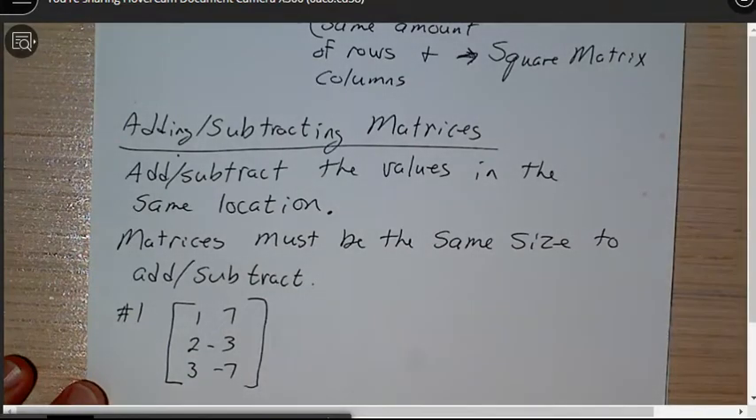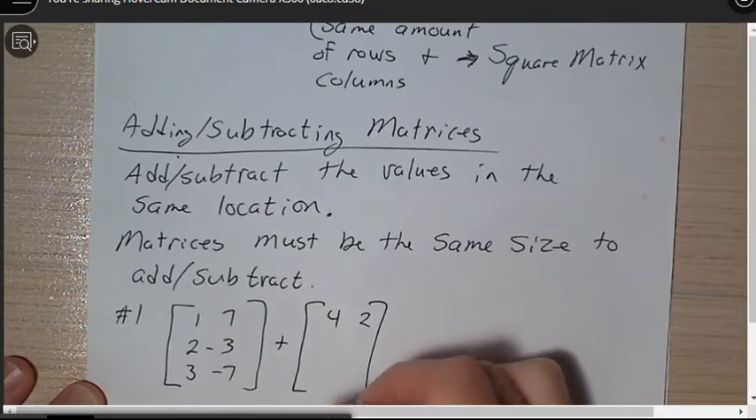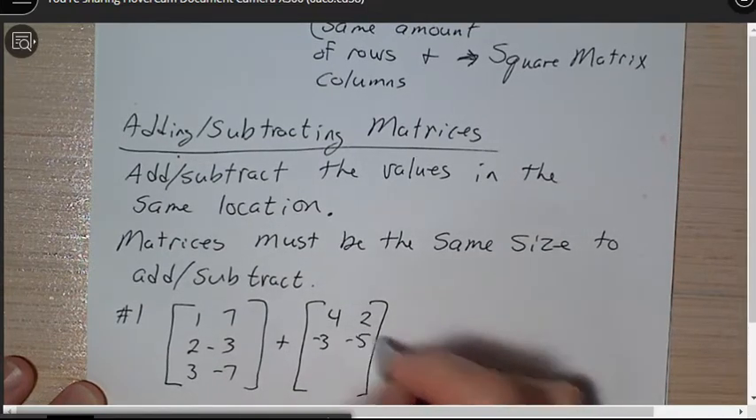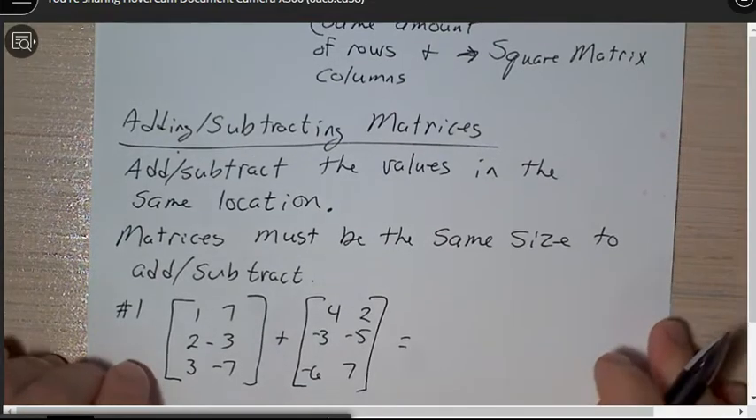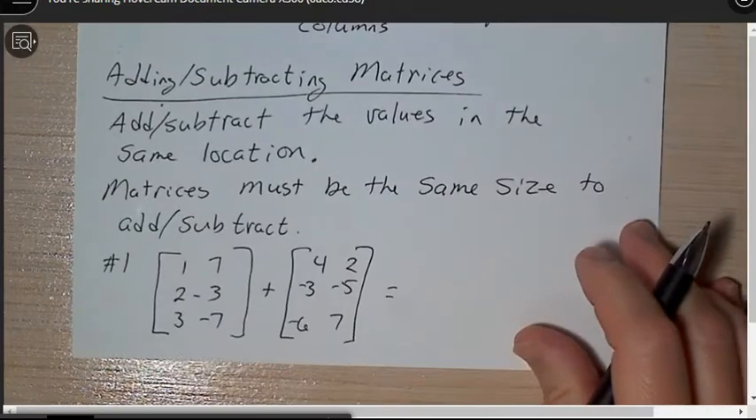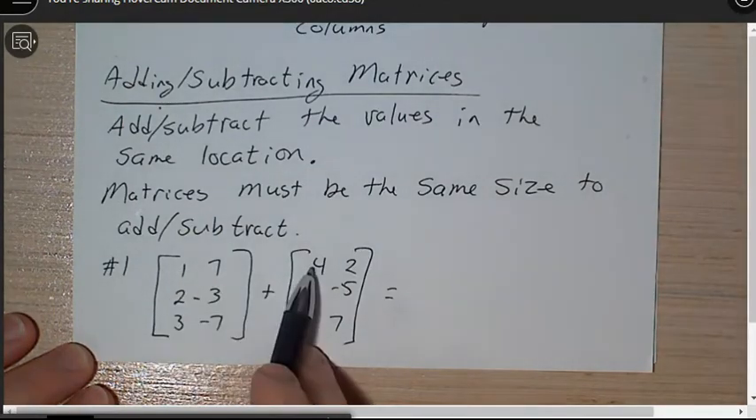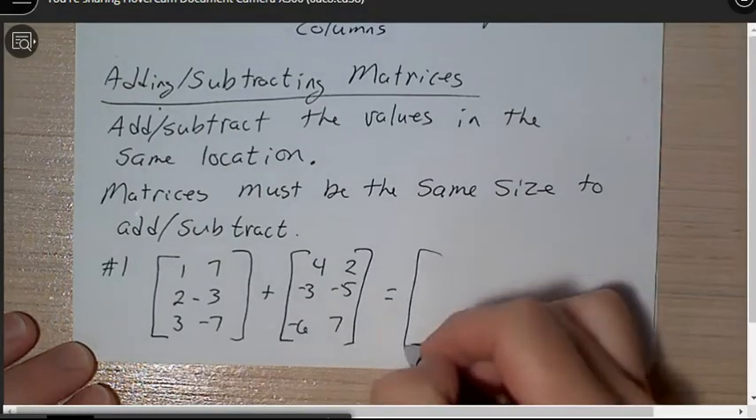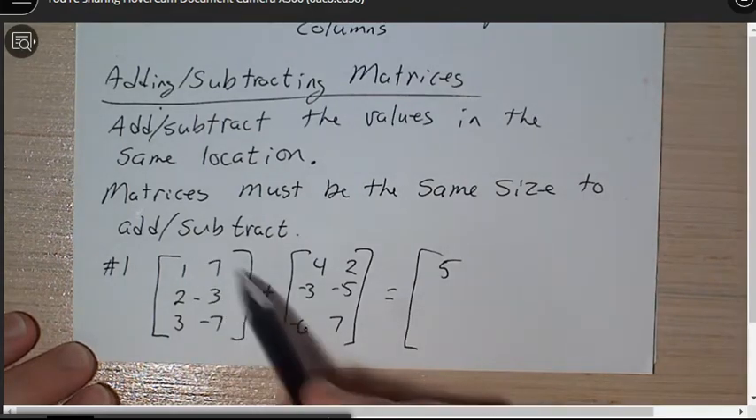So we'll take the matrix 1, 7, 2, -3, 3, -7, and we'll add that to 4, 2, -3, -5, and then -6, 7. Okay, so adding these together, just take it one piece at a time. If you start in the top left, you add that to the number in the top left. So that's 1 plus 4, which would be 5. Top right number, that's 7 plus 2.